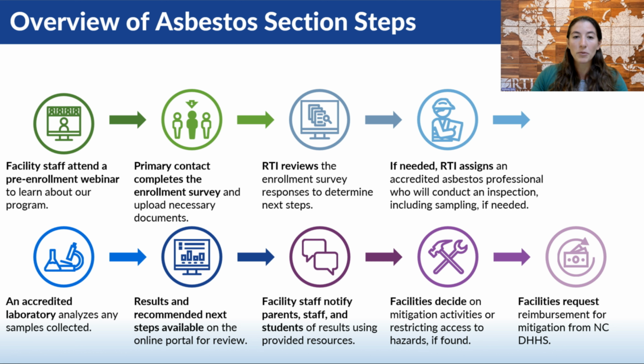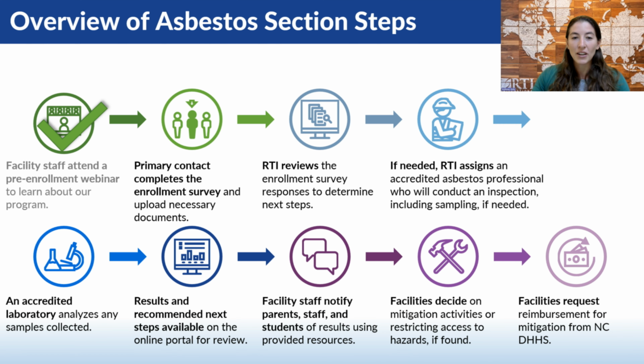We're going to quickly overview the asbestos section steps. The first step is attending the pre-enrollment webinar to learn about the Clean Classrooms for Carolina Kids program. And the step is completed. Following this training video, the primary contact will be ready to complete the enrollment survey and upload necessary documents. Our team will review the enrollment survey responses to determine next steps for your facility. If we determine that an asbestos on-site visit is needed, our program will then assign an accredited asbestos professional for your facility. The accredited asbestos professional will schedule the visit with your facility and will then conduct their on-site visit, including sampling if needed.